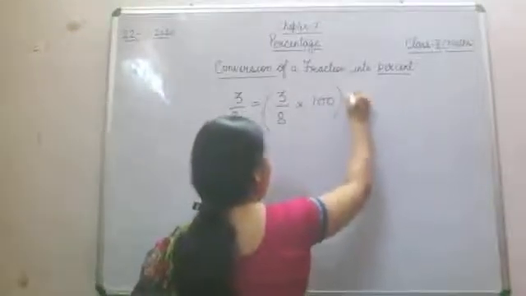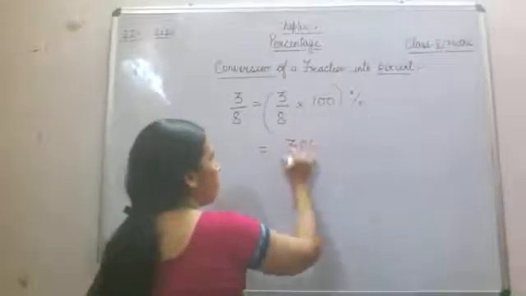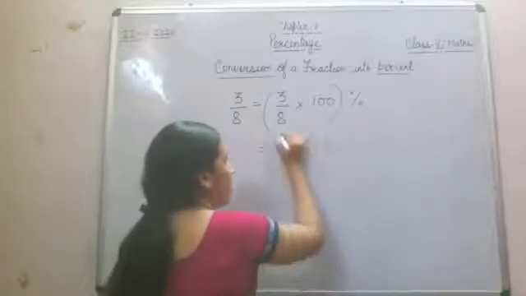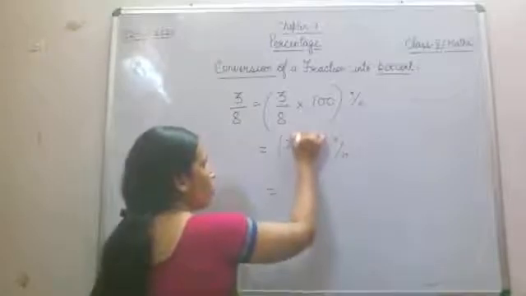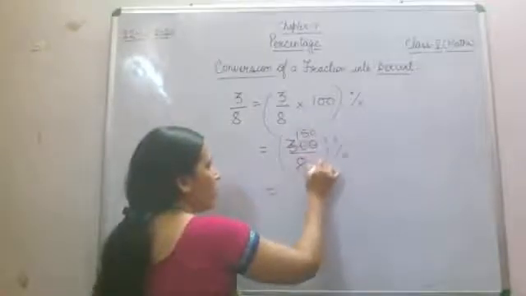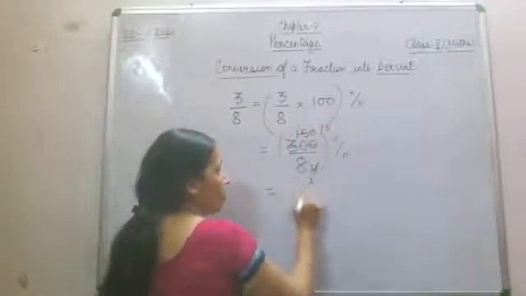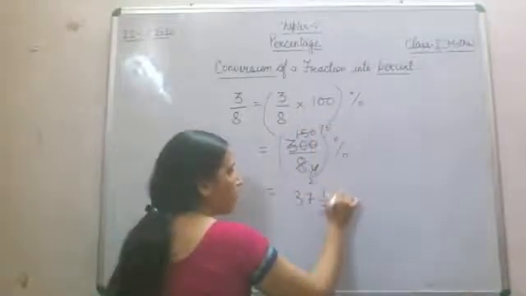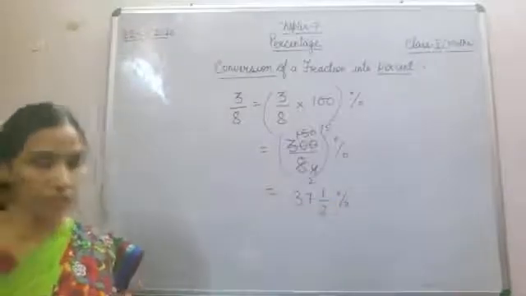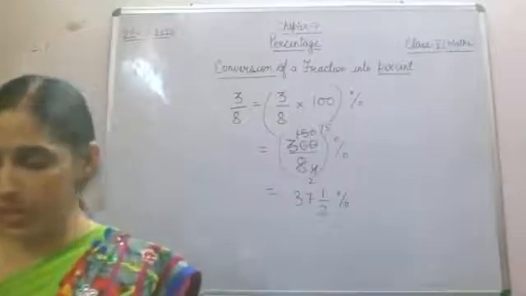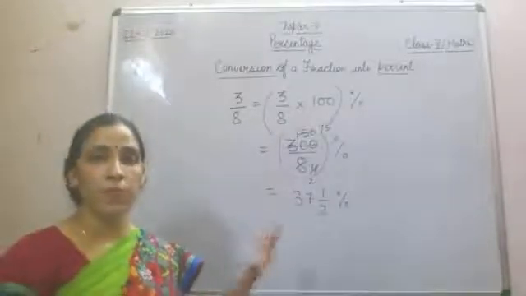Simply you will multiply it by 100. Now what we will do is 300 divided by 8, and this is your percentage only. 2 1s are 50, now 2 2s are 75, and now 75 by 2 can be represented by this only, and this will be your answer. This is yet another way to convert a given fraction into percentage.